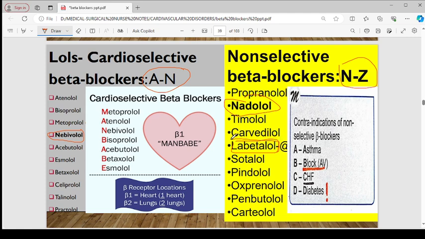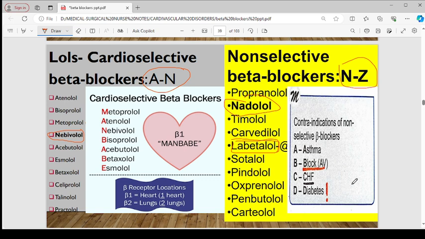Okay. Sotalol is also a very unique drug for us to remember. This one is normally given on an empty stomach because food normally decreases its absorption. Okay. Then you have pindolol, oxprenolol, penbutolol, and the others.